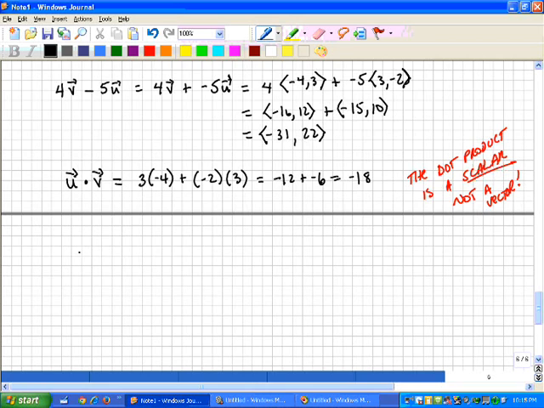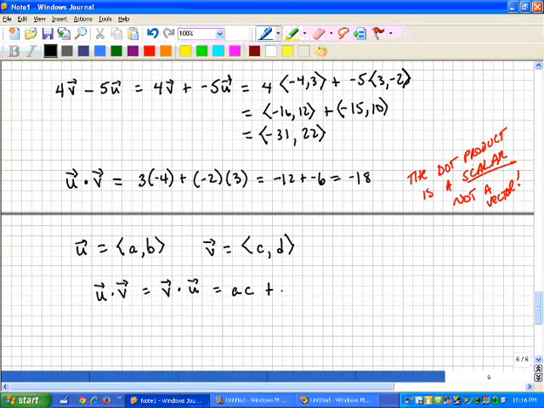For any two vectors, where u is ⟨a, b⟩ and v is ⟨c, d⟩, where a and c are the horizontal components of the respective vectors, and b and d are the vertical components of the respective vectors, u dot v is equal to v dot u, which is equal to the product of the horizontal components plus the product of the vertical components, and always a scalar.